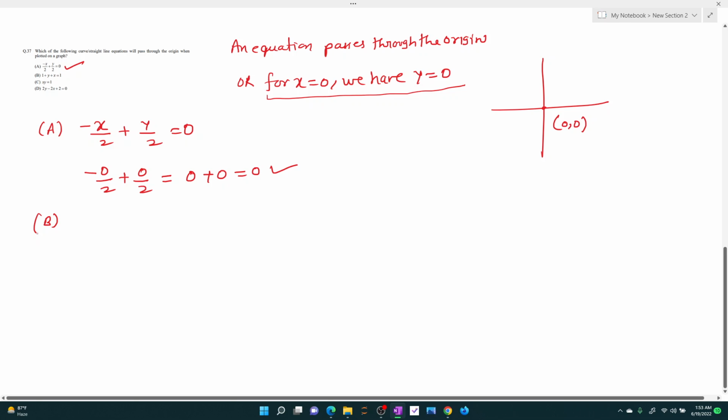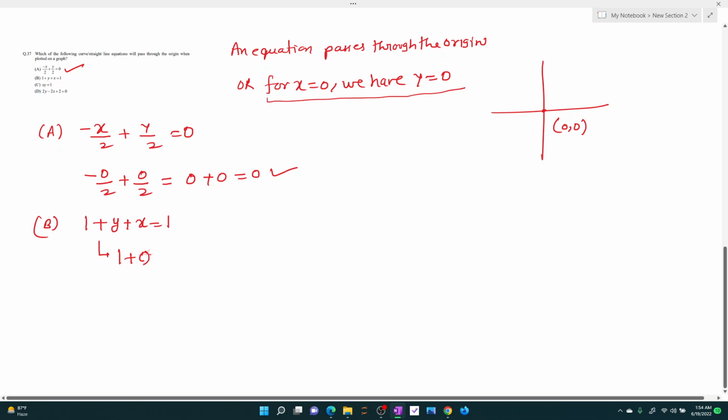Let's check curve B. It is given as 1 plus y plus x is equal to 1. Again, let's start with this side. So we have 1 plus y is 0, x is 0. So this will become nothing but 1, and we have 1 is equal to 1. That means it holds true. So option B is also correct. For option C, we have x times y should be equal to 1. So when we put x equals 0, y equals 0, this comes out to be 0, which is not equal to 1. That means option C, this curve does not pass through the origin.